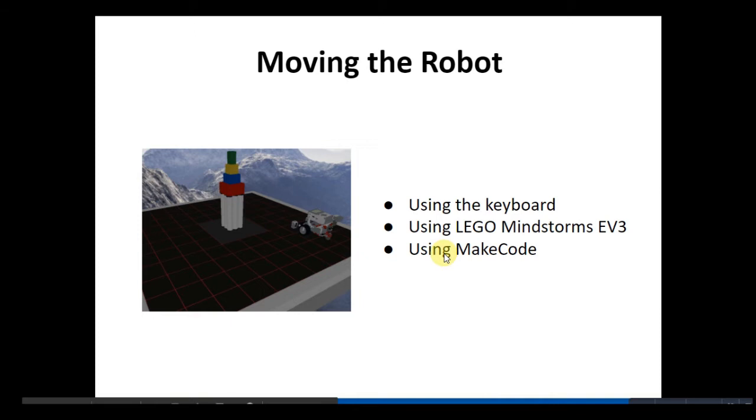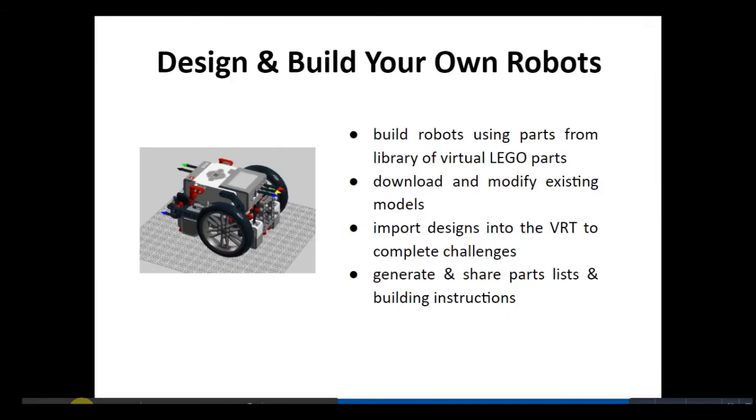Okay, so we've taken a look at some of the different ways that you can move the robot in the Virtual Robotics Toolkit. And I wanted to mention just briefly, although Yannick again is going to show you how to do this in much more detail, that you can design and build your own robots using a couple of different types of software, one of which is the LEGO Digital Designer, and the other is Studio 2.0 by Bricklinks.